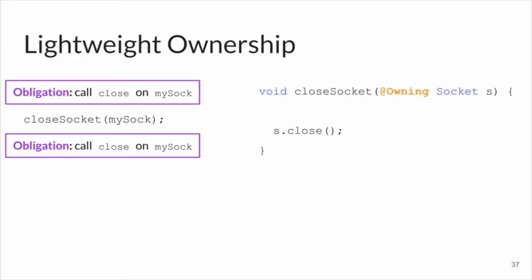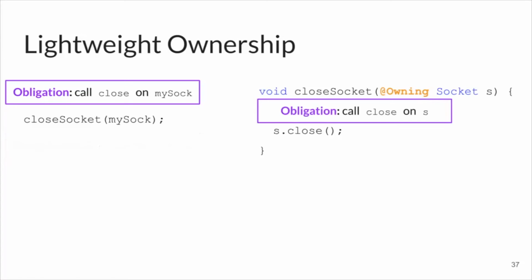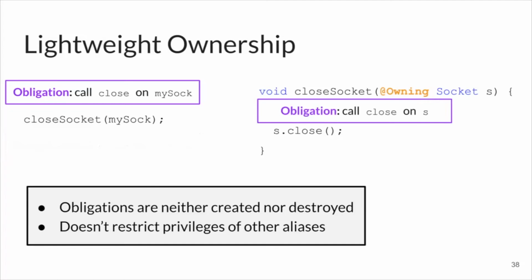So the programmer would modify the definition of closed socket here to include this orange @Owning annotation. So this @Owning annotation is the specification. And it says that calling closed socket moves the obligation over into closed socket. So any obligation that was present on the parameter then becomes the responsibility of the implementation of closed socket. This is a really nice approach because obligations are neither created nor destroyed by it. So it's sound, but it doesn't restrict the privileges of other aliases that may or may not exist for my sock. And that's in contrast to obligation or ownership type systems like you might find in a language like Rust.